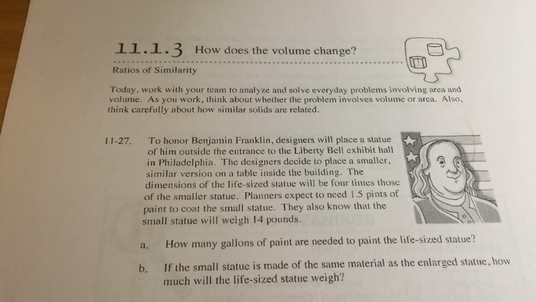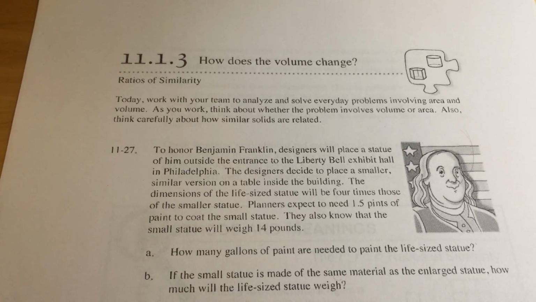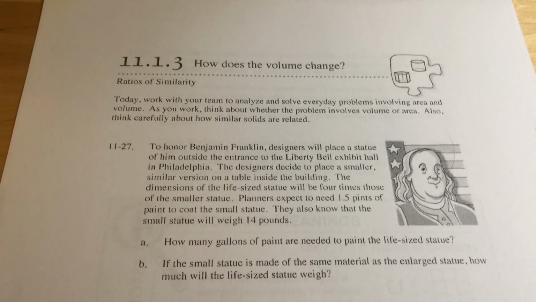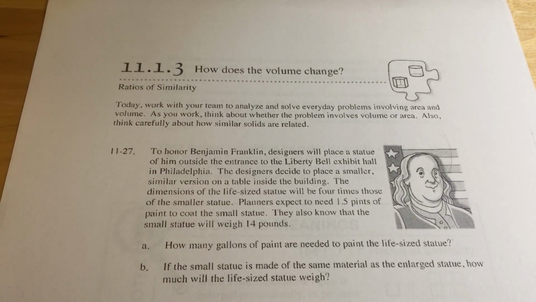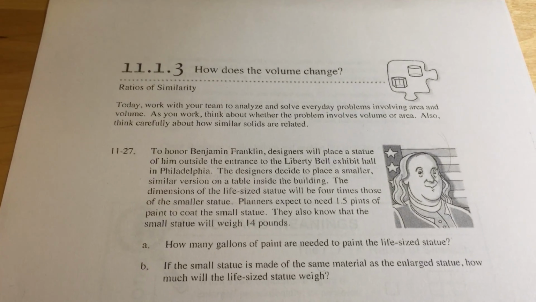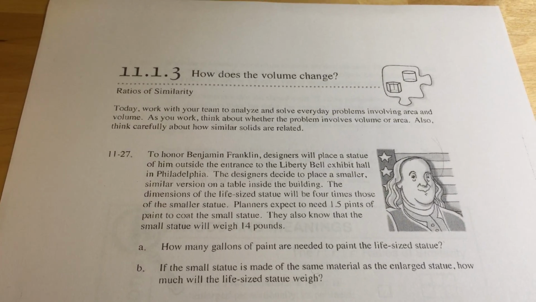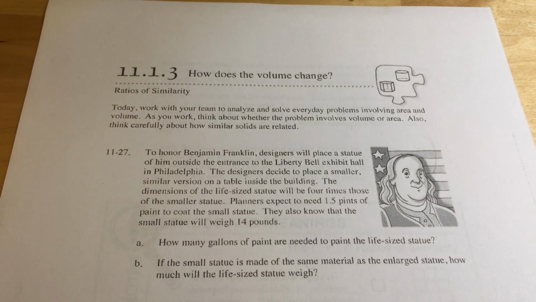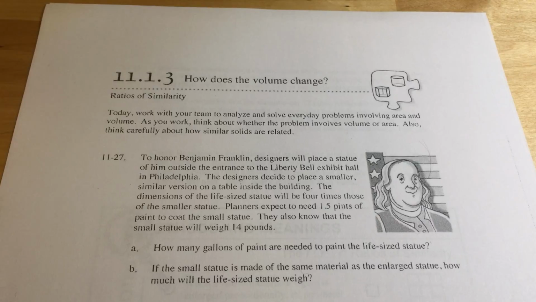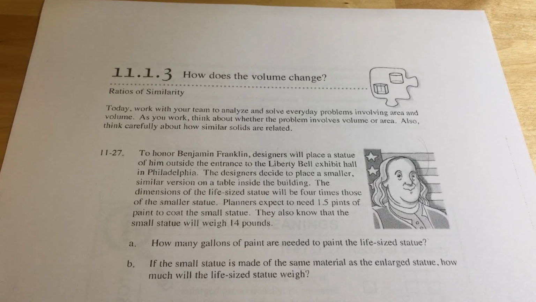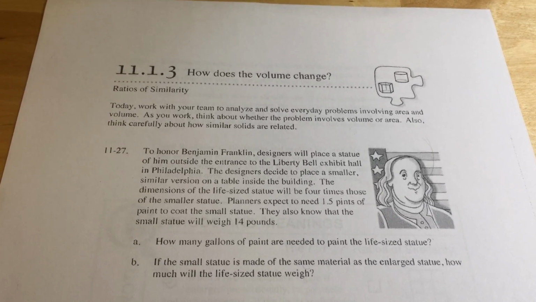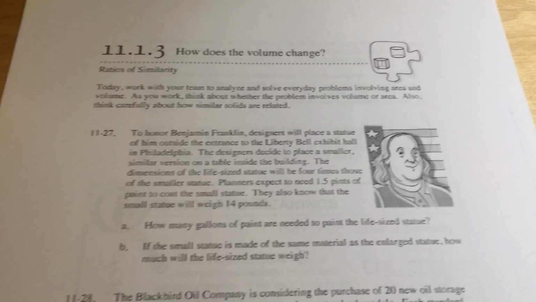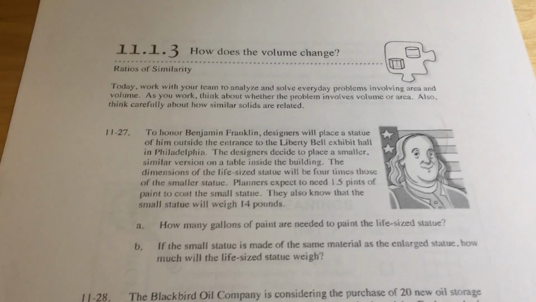To honor Benjamin Franklin, designers will place a statue of him outside the entrance to the Liberty Bell exhibit hall in Philadelphia. The designers decided to place a smaller, similar version on a table inside the building. The dimensions of the real-sized statue will be 4 times those of the smaller statue. The planners expect to need about 1.5 pints of paint to coat that small statue. They also know that the small statue will weigh about 14 pounds. All right, so let's take a look at these two questions, shall we?